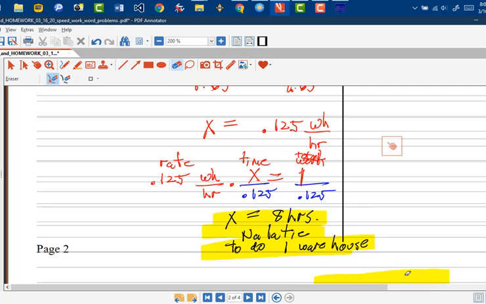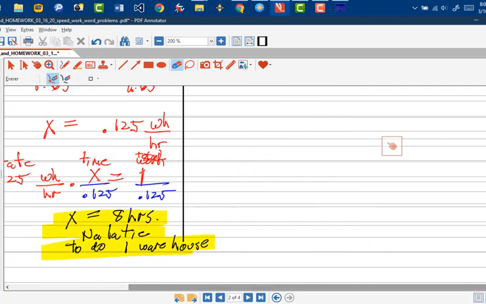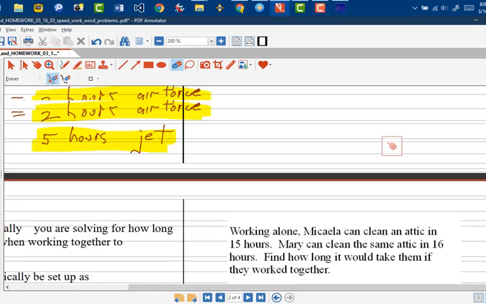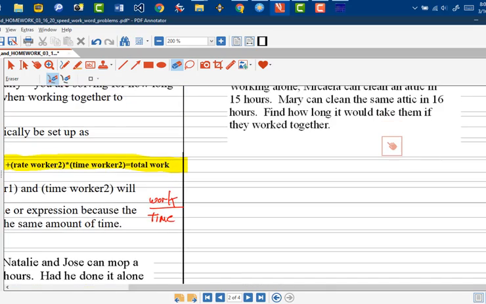Alrighty, let's look and see what other problem we have here. So we have Michaela cleaning the attic in 15 hours. Mary can do it in 16 hours. How long will it take them if they work together?